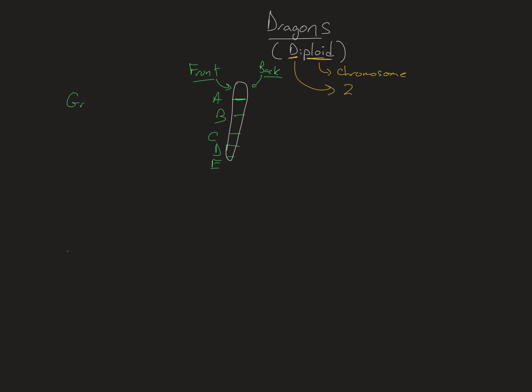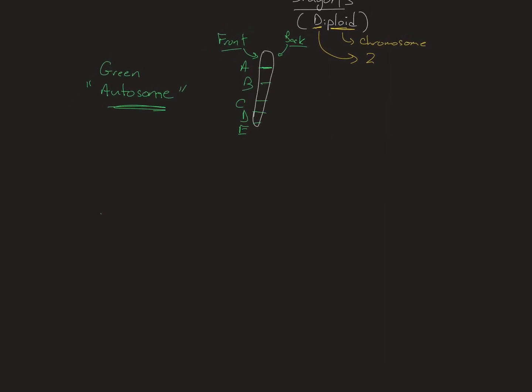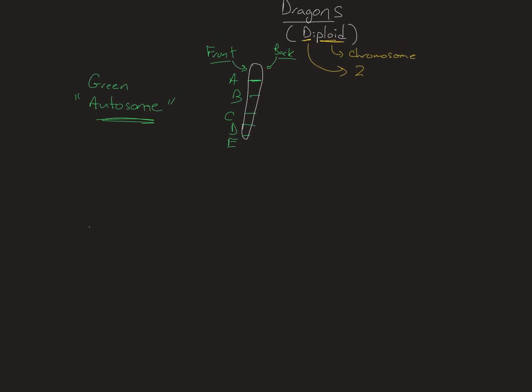The green is what we call an autosome. An autosome is a chromosome that has to do with the body. It is not part of the sex. It's not a sex chromosome. So an autosome is a body chromosome. We call it a body chromosome. The red is another one of these.